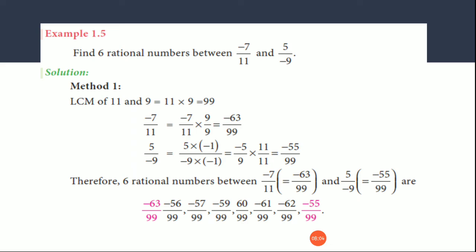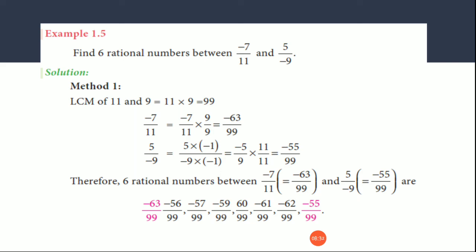Now we are going to make this minus 7 by 11 with the denominator of 99 and 5 by minus 9 with the denominator of 99. Okay, so what we can do here, for the first one we are going to multiply and divide by 9, and for the second one multiply and divide by 11. Okay, so whatever answer you are getting, if it is with the same denominator, you can directly write, don't look at the answer given below, children.